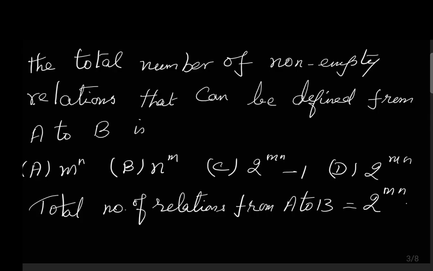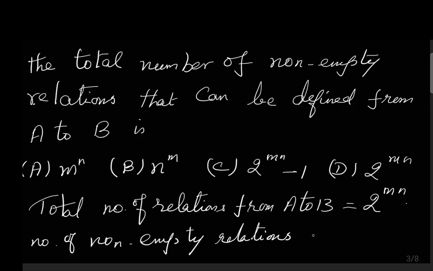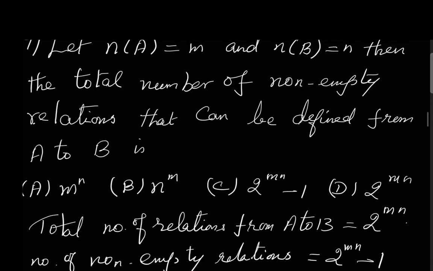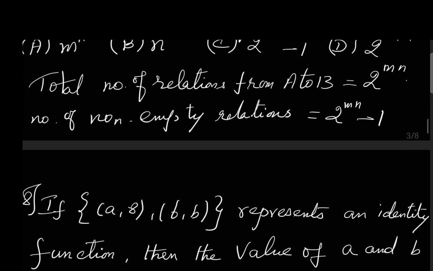But they have given non-empty relations. So the number of non-empty relations is equal to 2 to the power of mn minus 1. You have to subtract 1, so that gives you the non-empty relations. Option C. Option C.